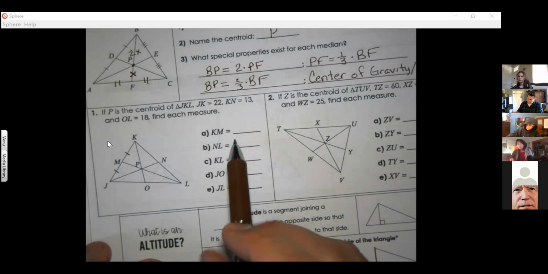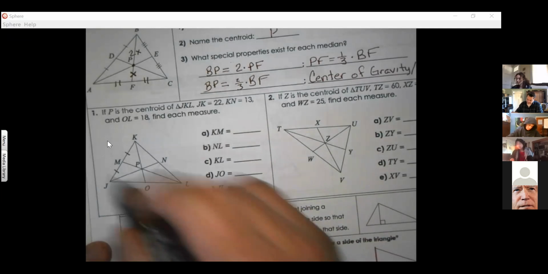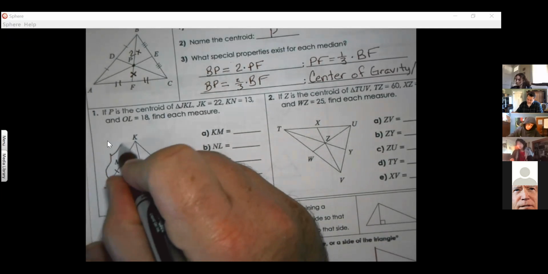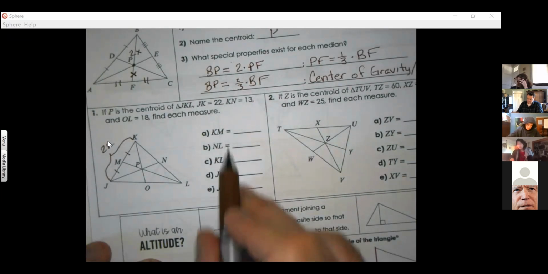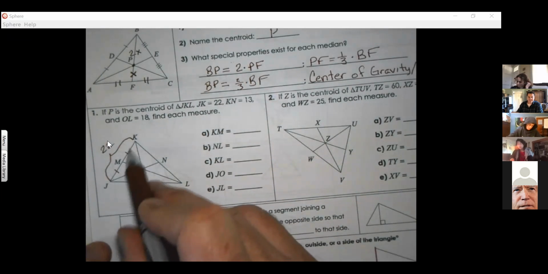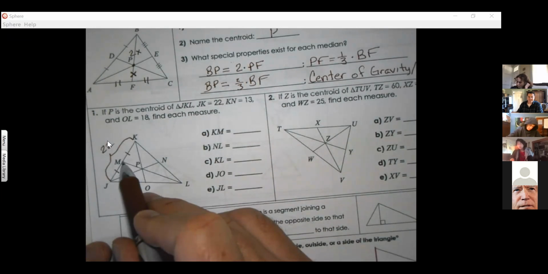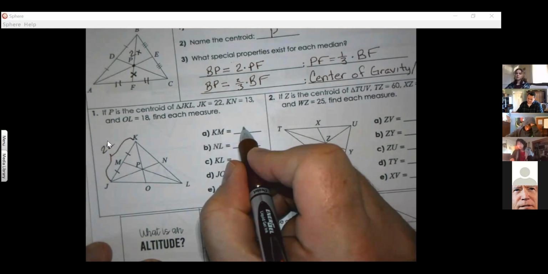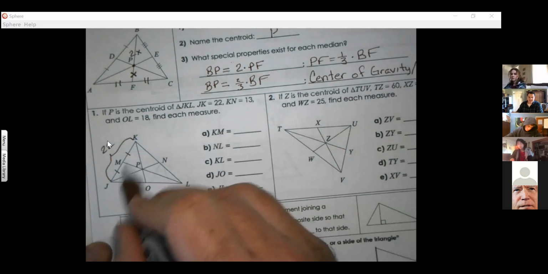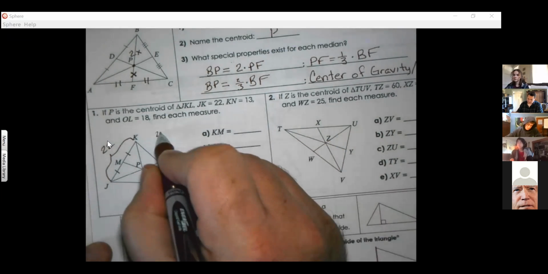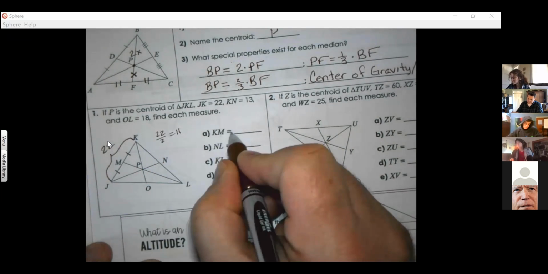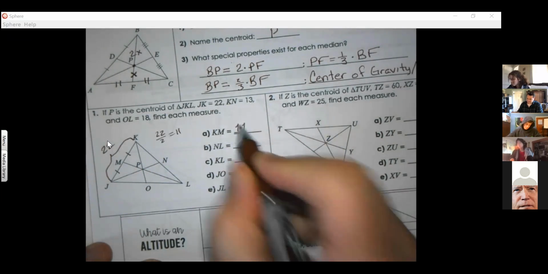Therefore, if I know, as this suggests, that JK is equal to 22, then KM would be how big? Well, it's being bisected, so that means cut directly in half. So 22 over 2 would equal 11. KM is equal to 11.